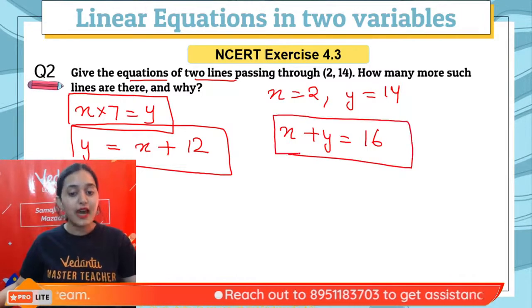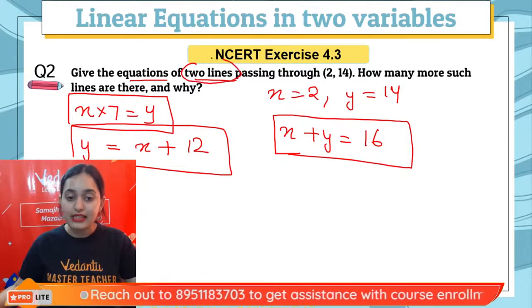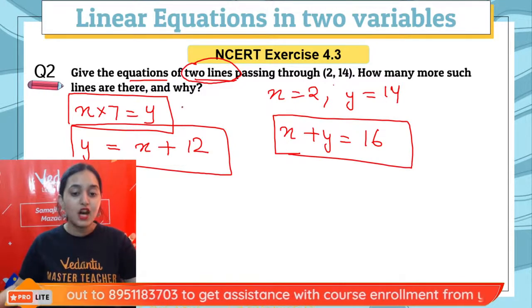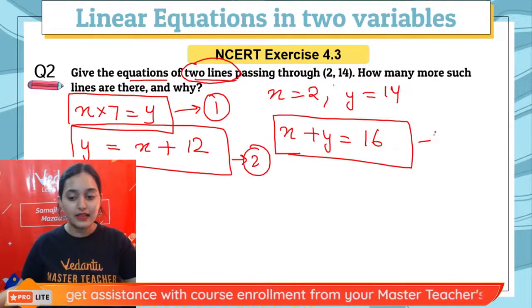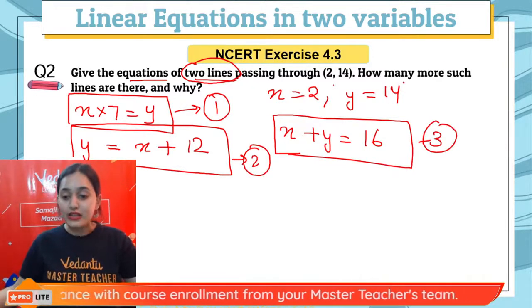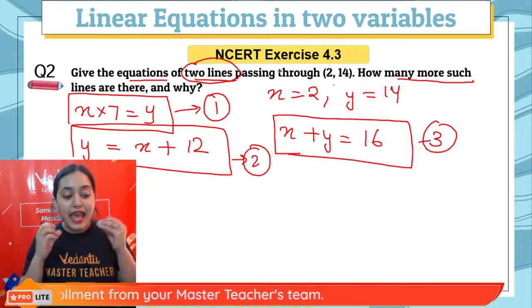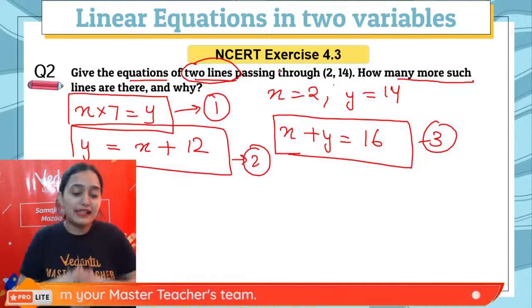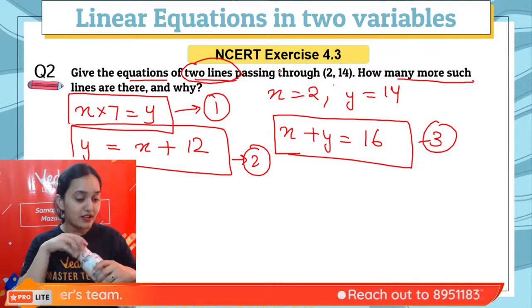So question में क्या पूछा है? In the question they are asking you two lines passing through this. So this is our first line, this is our second line, this is our third line. Now the question is asking how many more such lines are possible? ऐसे और कितने lines बन सकते हैं? इसका आंसर क्या होगा? What will be the answer of that question?